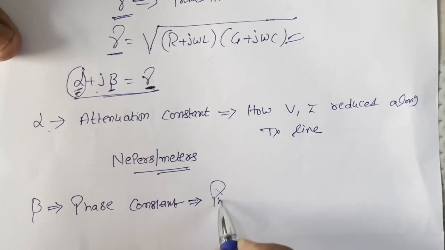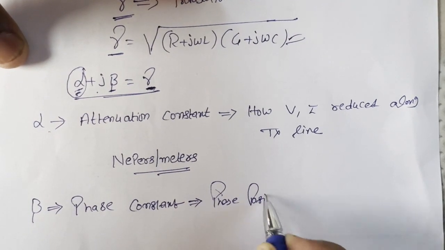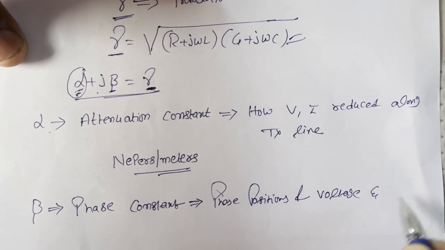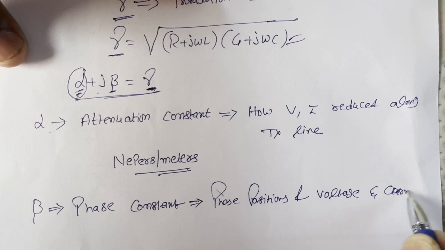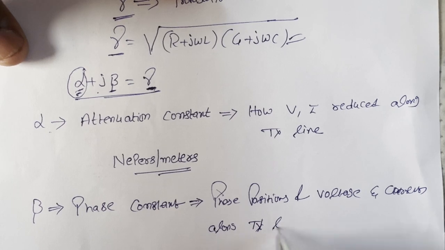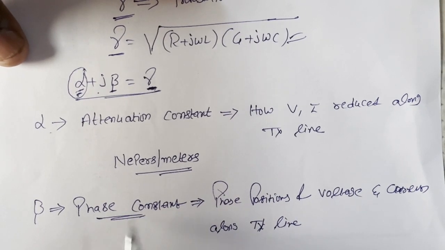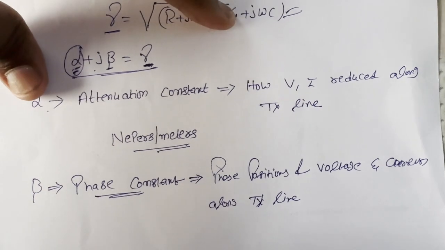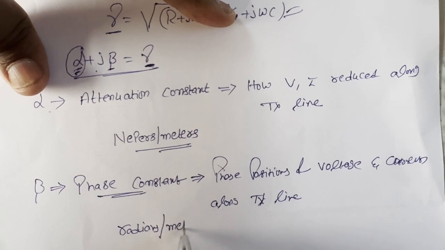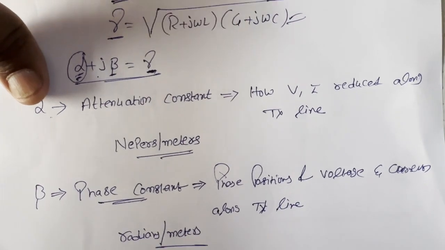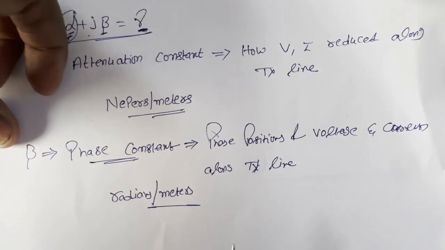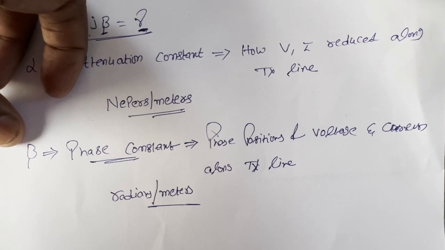That is what beta describes. And the units for beta are radians per meter. These are the few points regarding primary and secondary constants.